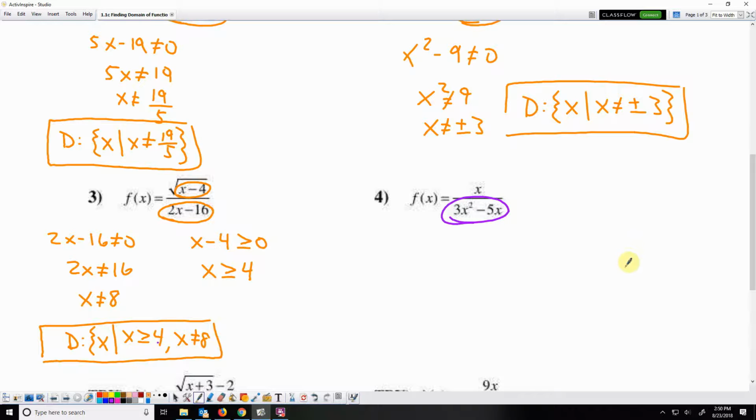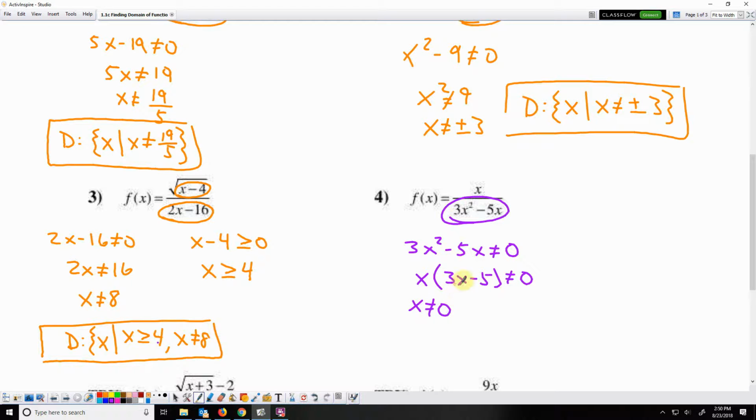Here I've got a variable in a denominator. A denominator cannot equal 0. Okay, so in this case, I would factor. I'm going to factor out an x out of both terms. X times 3x minus 5 cannot equal 0. So one solution is x cannot be 0. Because if I put in a 0, I'm going to have a 0 out here times whatever's left in here, and that would give me a 0 denominator.